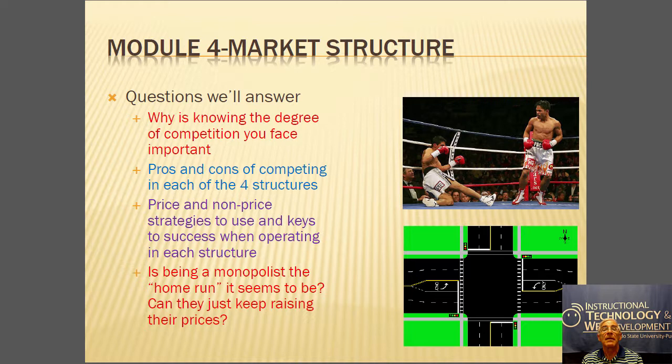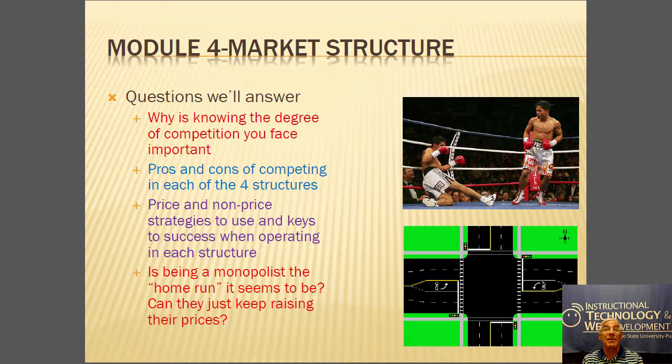How much competition do I face? There's 4 types of market structure. Monopoly is one extreme, perfect competition is the other. For some reason, when asked, most students say their company competes in perfect competition. Well, that isn't likely the case. We'll talk about the pros and cons of each of the 4 market structures.